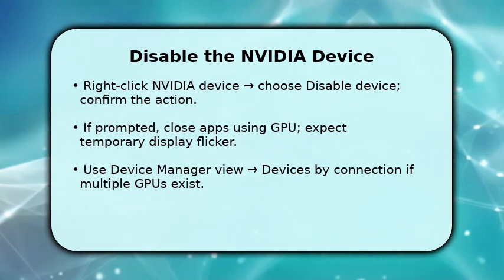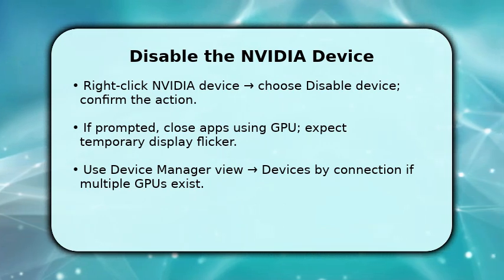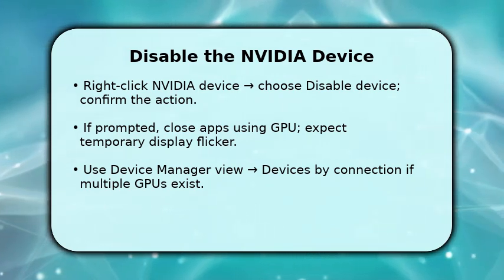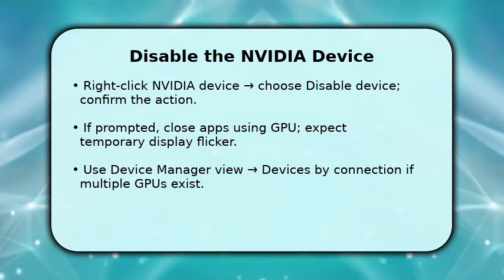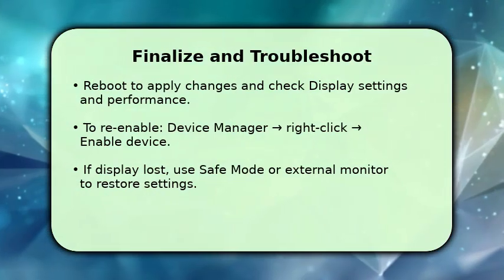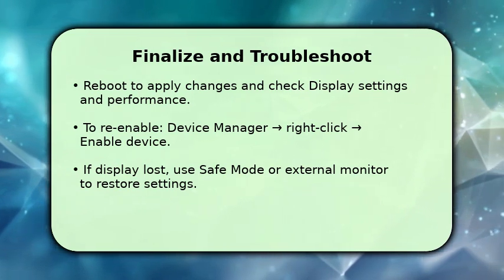Once disabled, Windows will mark it with a down arrow icon. Remember that drivers remain installed, so you can re-enable without reinstalling if needed. Finish by rebooting so Windows fully applies the change, and you can verify display settings and performance in Settings, right arrow, System, right arrow, Display.